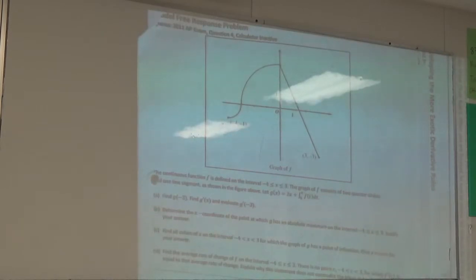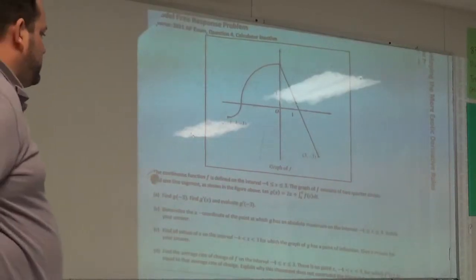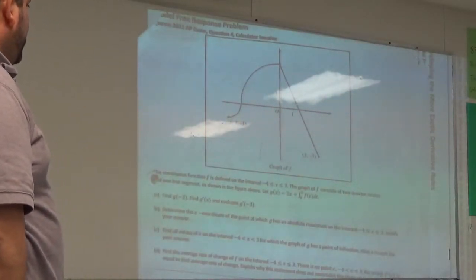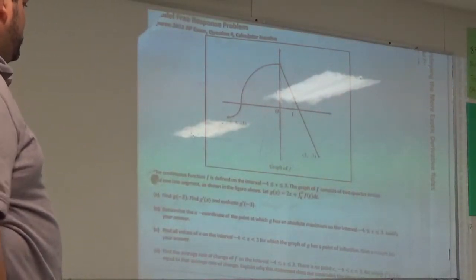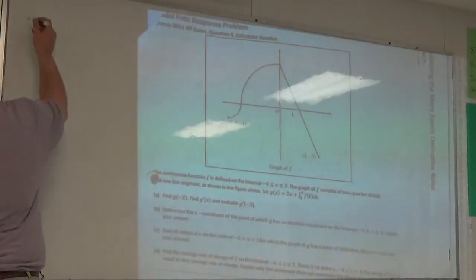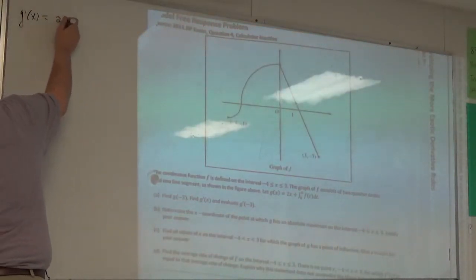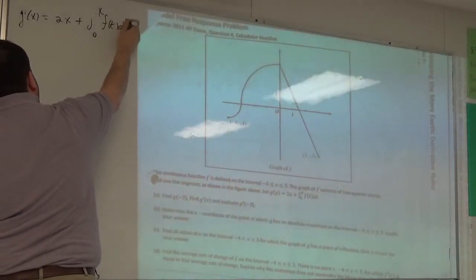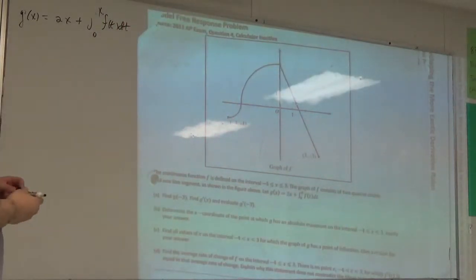Alright, continuous function f, defined on the interval -4 to 3. The graph of f consists of 2 quarter circles, that's probably important, and a line segment, as shown in the figure above. g of x is equal to 2x plus the integral from 0 to 6 of f of t dt. Find g of -3, find g prime of x, and evaluate g prime of -3. That's worth 3 points right there.